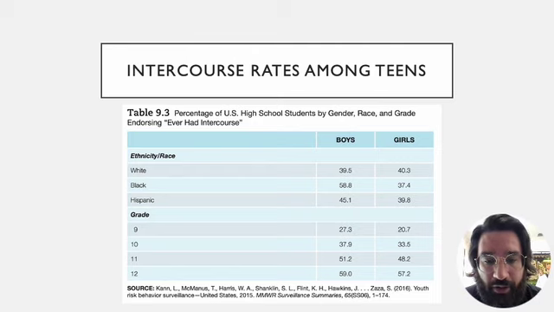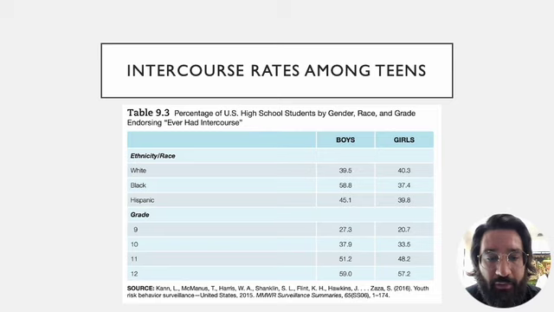One trend that you can really quickly observe by looking at this table is how the rates of intercourse increase throughout high school, right? Starting at 27.3% for boys, 20.7% for girls in the ninth grade, all the way up to, in the 12th grade, 59% for boys and 57.2% for girls. So we see a general increase in ever having reported sexual intercourse throughout high school.